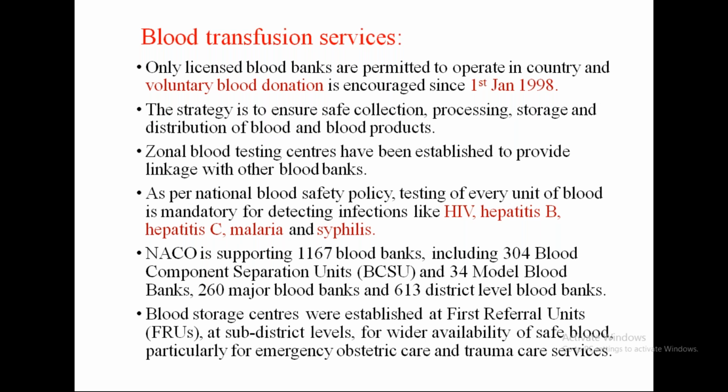The strategy is safe collection, processing, storage and distribution of blood and blood products. Zonal blood testing centers have been established to provide linkage with other blood banks, and all the blood collected is tested for HIV, hepatitis B, hepatitis C, malaria and syphilis. NACO is supporting this. Right now we have 34 model blood banks, 260 major blood banks and 613 district level blood banks. Blood storage centers were established in first referral units at sub-district level for wider availability of safe blood, particularly for emergency, obstetric care and trauma care services. So I will stop here.